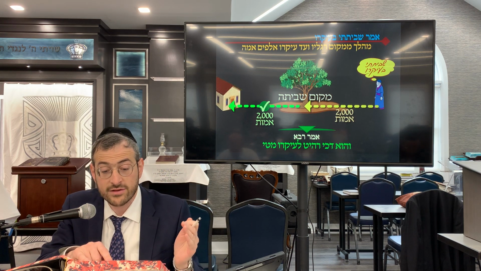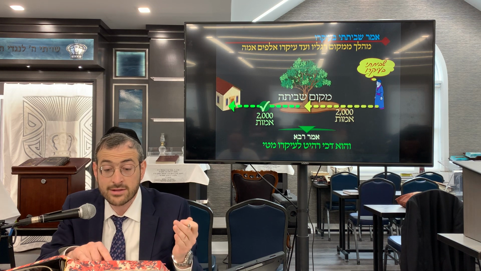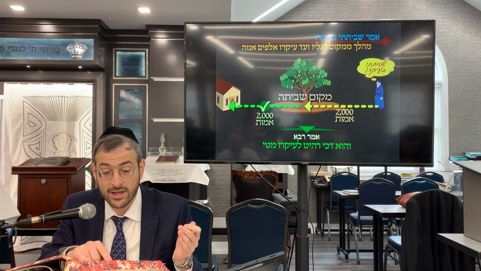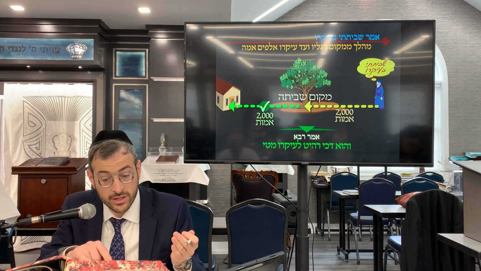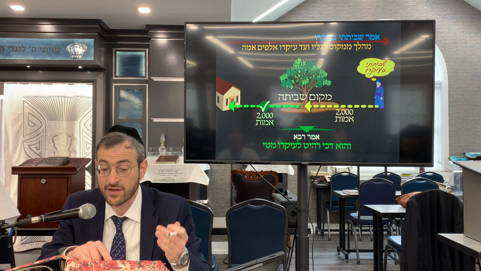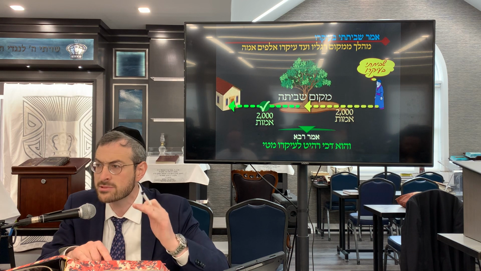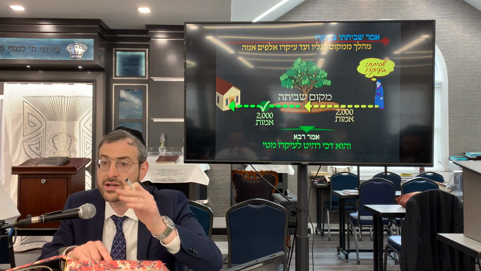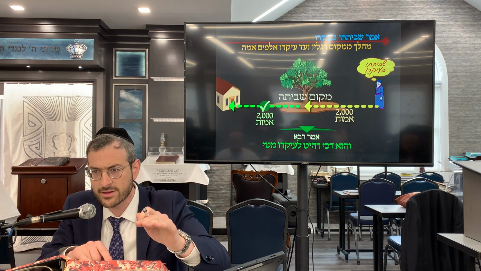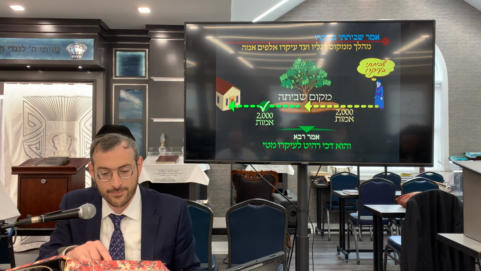Rava says it was getting dark, so he wouldn't have had enough time to get home even if he ran. But to get to the trunk of the tree, he would be able to go if he ran, and therefore it's going to be considered a valid Eruv. As long as, if he was able to run, he would be able to be there, then we can view you as if you are there, even though you wouldn't be able to get home.